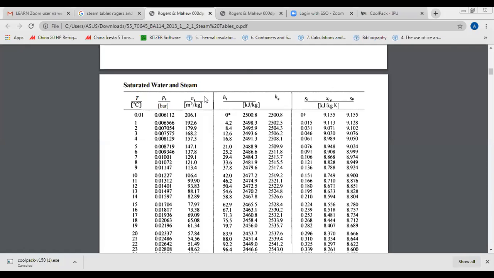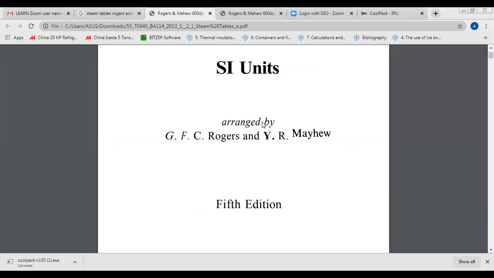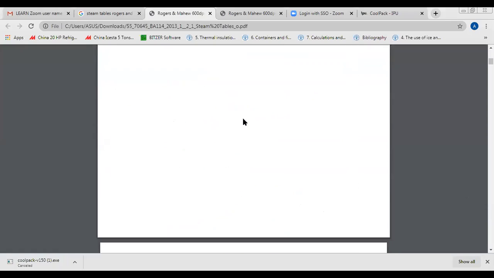Excuse me, sir, the screen is not displayed. Okay, yeah, okay. Rogers and Mayhew, I'm going to look for that and share it with you. Let's see.